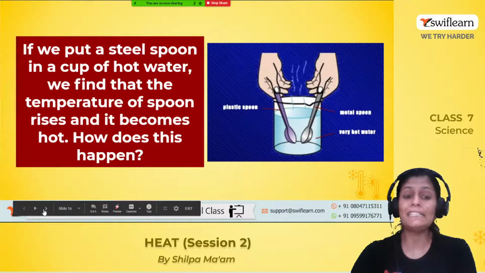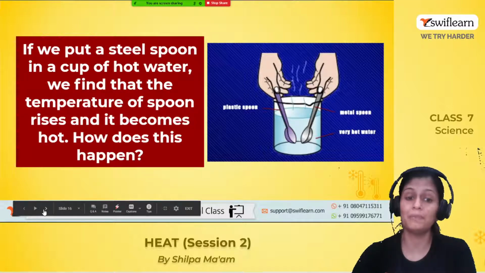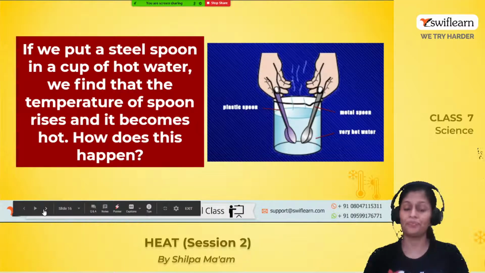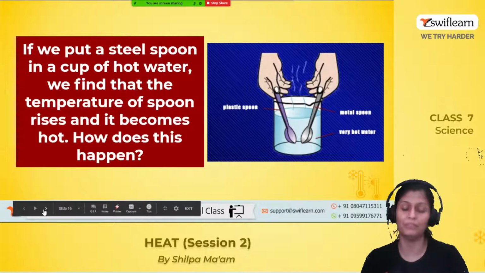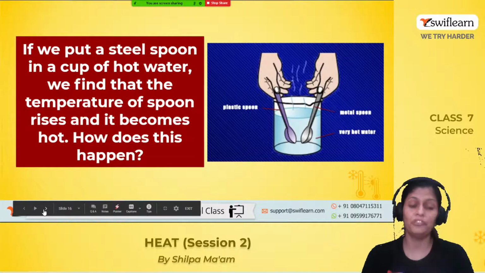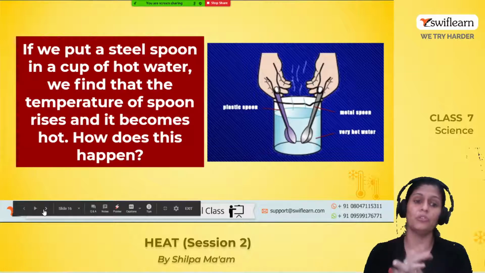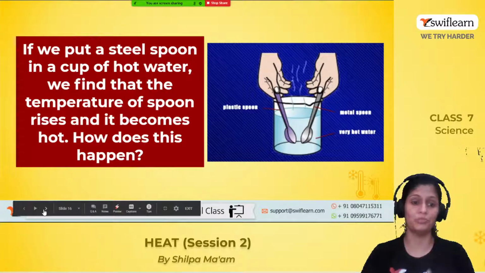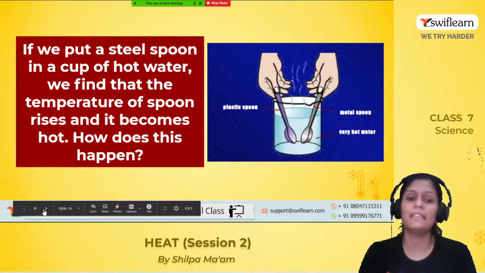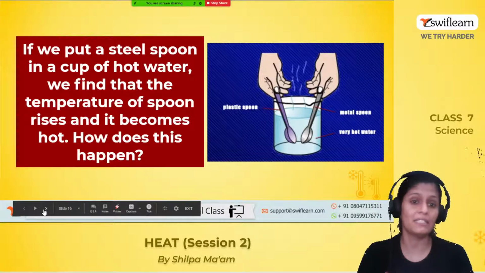If you put a steel spoon in a cup of hot water, we find the temperature of the spoon rises, it becomes hot. How does this happen? Now this happens with many things actually. If you just put your hand in hot water and take it out, you feel your hand is hot compared to the temperature it had earlier. Why is it happening? Because heat transference is taking place.